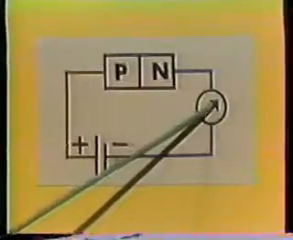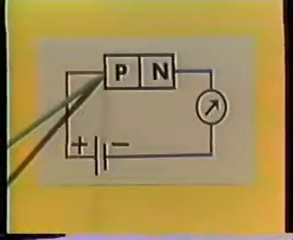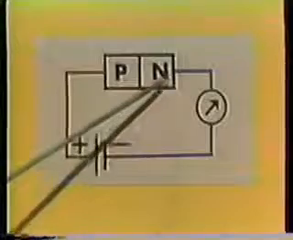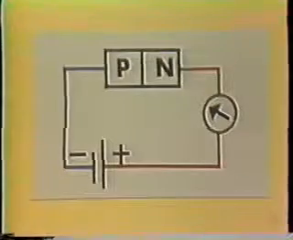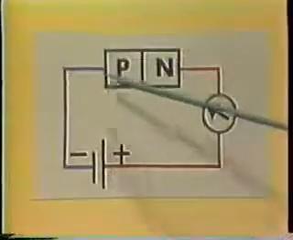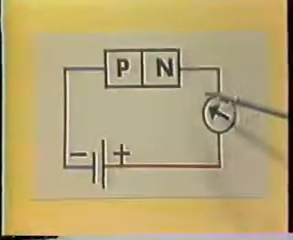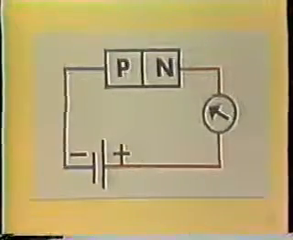Now let's look at a PNP transistor to see how it should be biased for proper operation. Remember, when we connected a battery to a single PN junction, a large current flowed when we connected the positive terminal of the battery to the P-type material and the negative terminal to the N-type material. We called this forward biased. Remember also that when we connected the negative terminal of the battery to the P-type material and the positive terminal to the N-type material, very little current flowed, and we call this condition reverse biased.